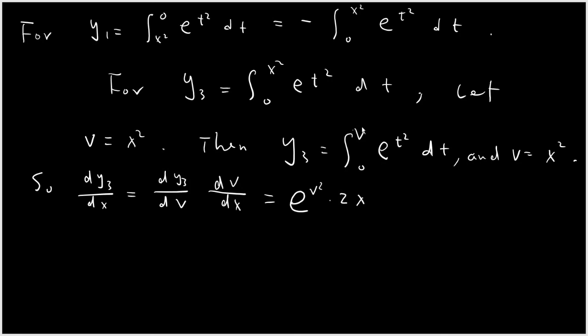We need to write the final answer as a function of x. So this one is e to the power of v, as x squared, is that right? X squared and then squared, and then times 2x. Of course, you could simplify to e to the power of x to the power 4, using the property of exponents, and then times 2x. Any questions about this?